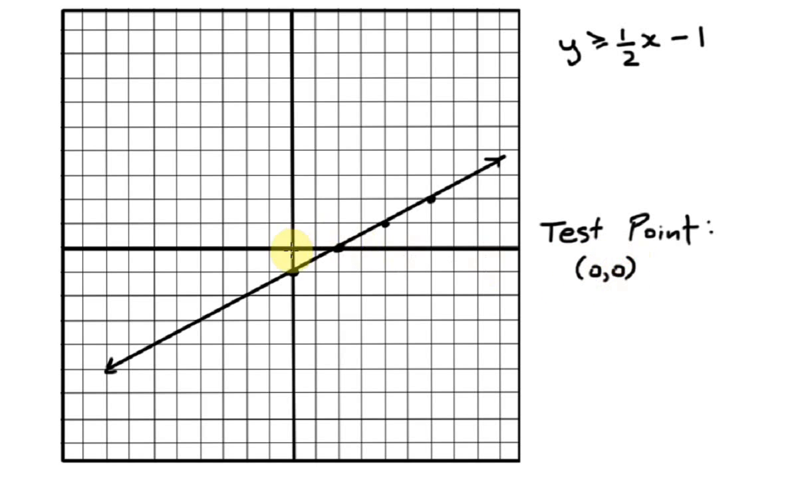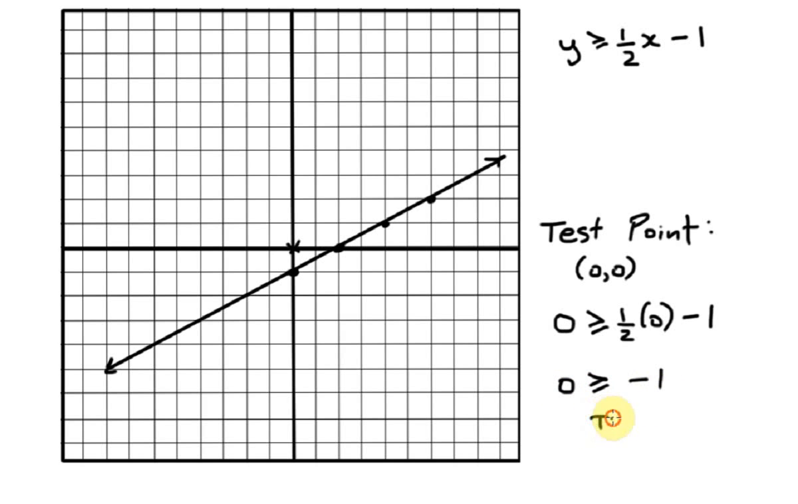So I'm picking this guy here that's just above. Okay? If I put 0 in for y and 0 in for x, this is what I get. I get 0 greater than or equal to 1/2 times 0 minus 1. So let's look at what we have and determine if this is true or false. Is 0 greater than or equal to -1?